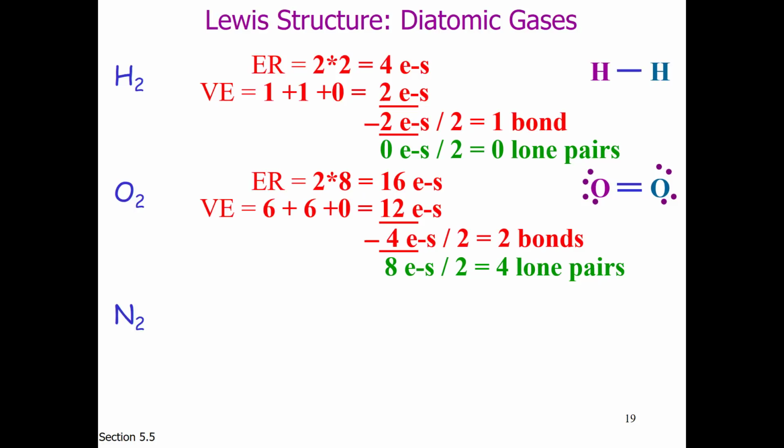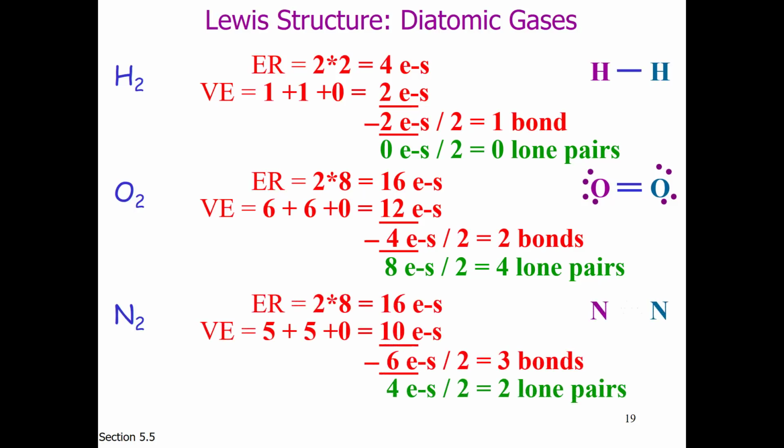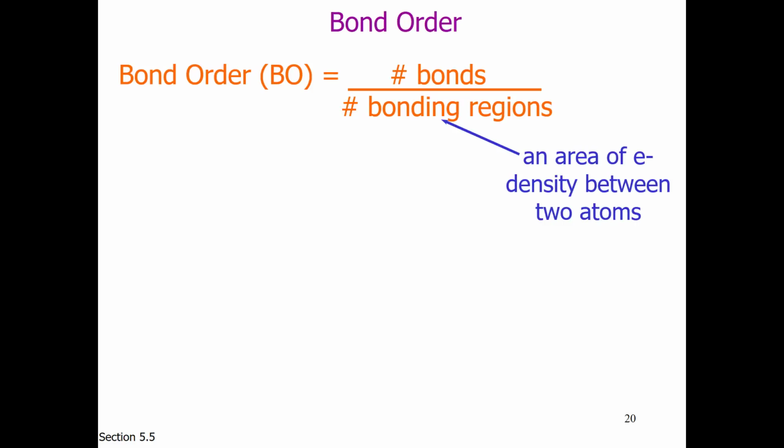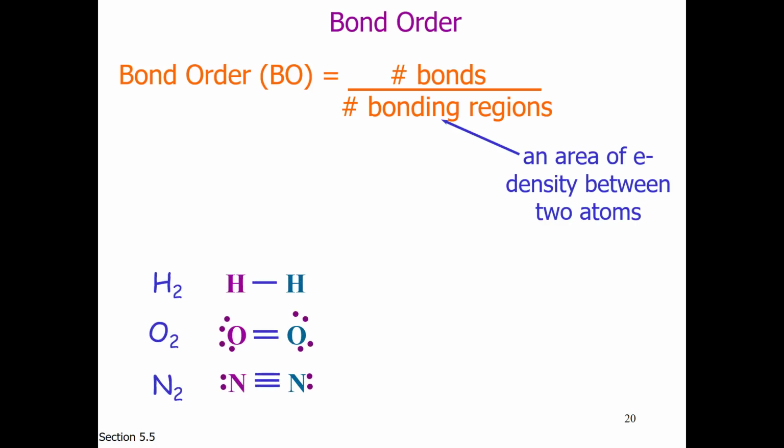If you did this for nitrogen, you would discover that I need 3 bonds between the nitrogens in order for each one to have access to 8 electrons. So that brings us to the discussion of bond order. Bond order is the number of bonds divided by the number of bonding regions. A bonding region is an area of electron density between 2 atoms. So much of the time, bond order is as it appears to be to your eye.